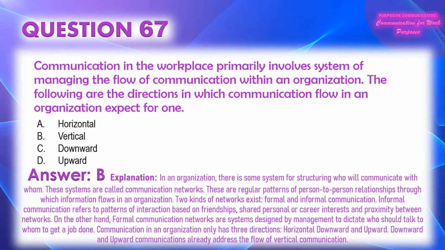On the other hand, formal communication networks are systems designed by management to dictate who should talk to whom to get a job done. Communication in an organization only has three directions: horizontal, downward, and upward. Downward and upward communications already address the flow of vertical communication.